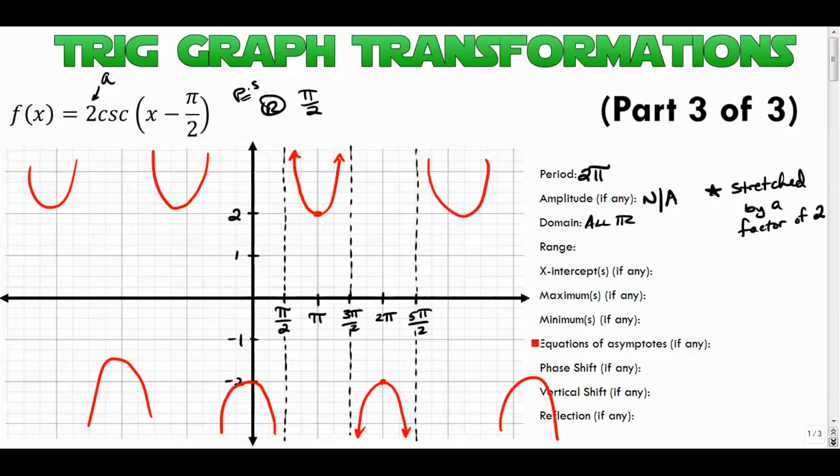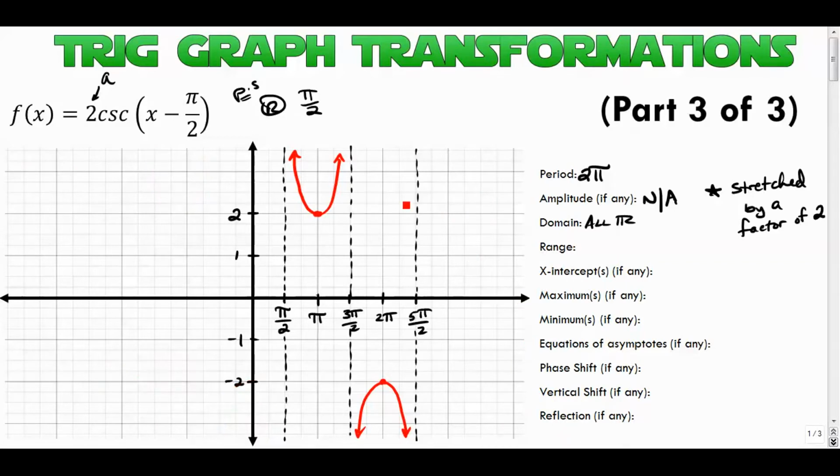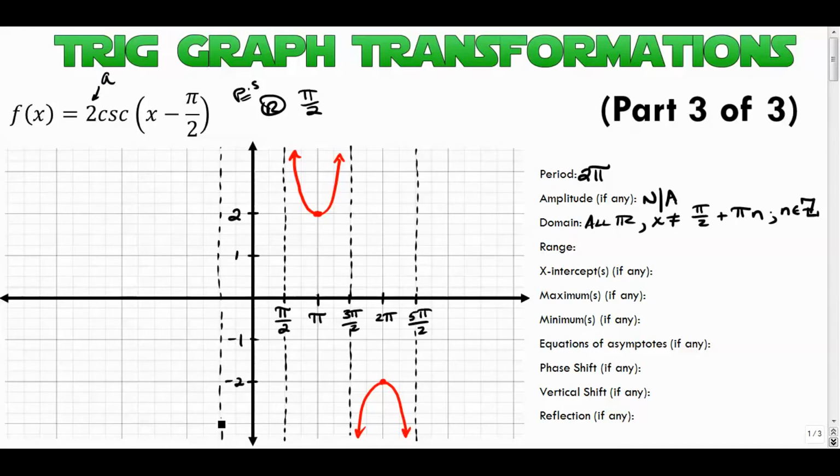So the domain is everything, except where the asymptotes are. It's all real numbers except x cannot be the first asymptote, and then every other time an asymptote occurs, which is pi times n, where n is an integer, a positive or negative number. So there's an asymptote that occurs over here as well, and so on and so forth.